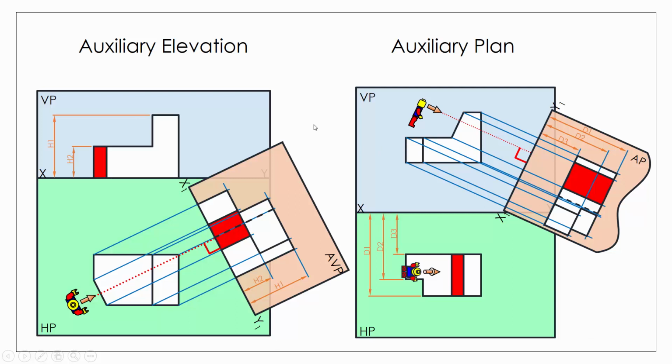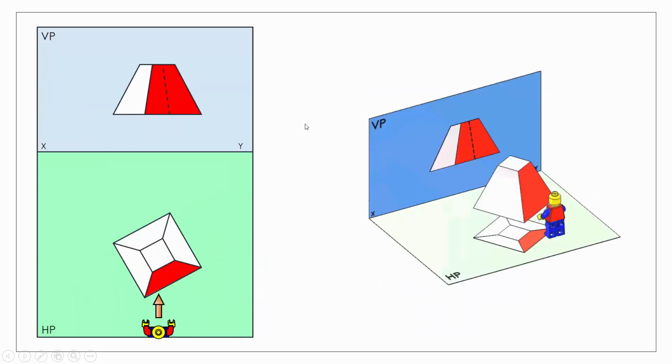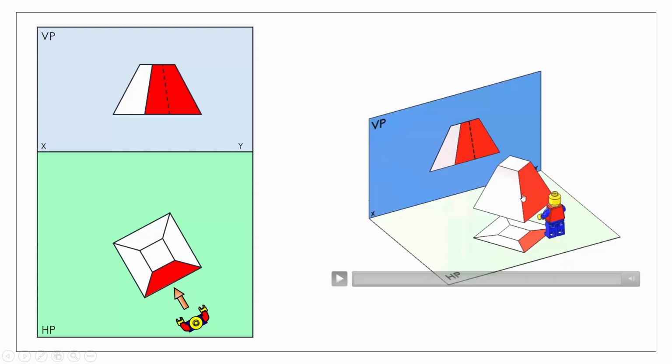Now, where do our secondary auxiliaries come into play? Well, take the example here of an object that is angled away from us, but at the same time we have a surface that is sloping away from us. If I wanted to find the true shape of this surface by simply walking around the object like so, we're not going to see a true shape of that, because the surface is still sloping away from us.